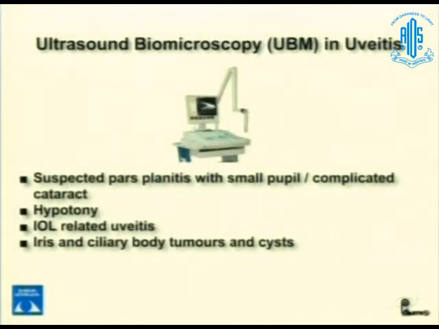A classical example where we will advise ultrabiomicroscopy is if the patient has come with occlusio pupillae and you are suspecting pars planitis, a condition where the patient presents with chronic hypotony. In that case you have to do ultrabiomicroscopy, which helps us see the ciliary body status, the pars plana inflammation, whether any exudates are there or not. Sometimes in IOL-related uveitis also, it helps us see whether any haptics are rubbing the ciliary body and causing the inflammation or not.